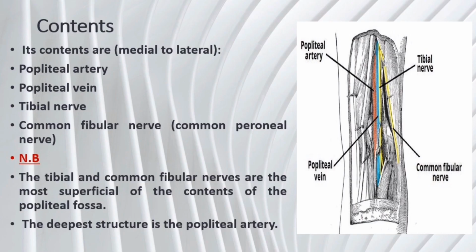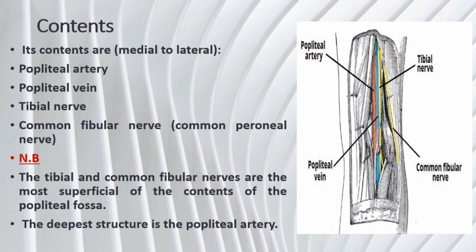Contents. The popliteal fossa is the main conduit for neurovascular structures entering and leaving the leg. Its contents are, medial to lateral: popliteal artery, popliteal vein, tibial nerve, common fibular nerve, also known as the common peroneal nerve. The tibial and common fibular nerves are the most superficial of the contents of the popliteal fossa. They are both branches of the sciatic nerve.